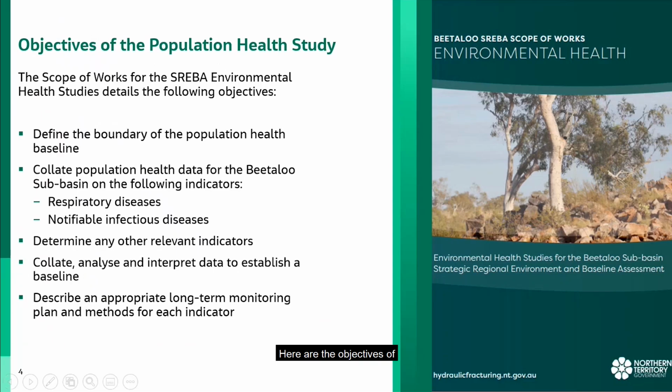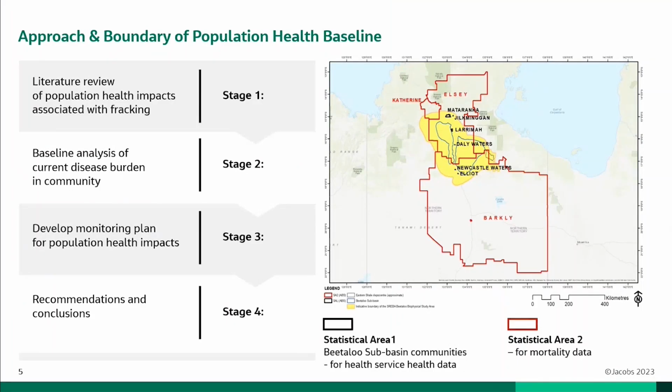Here are the objectives of the population health study, which were to define a study area, to collate and interpret health data and establish a health baseline, and to describe an appropriate long-term monitoring plan. By the term population health, we mean the health outcomes of a group of individuals, including the distribution of health outcomes within the group. So we're concerned with the health of populations rather than the health of individuals.